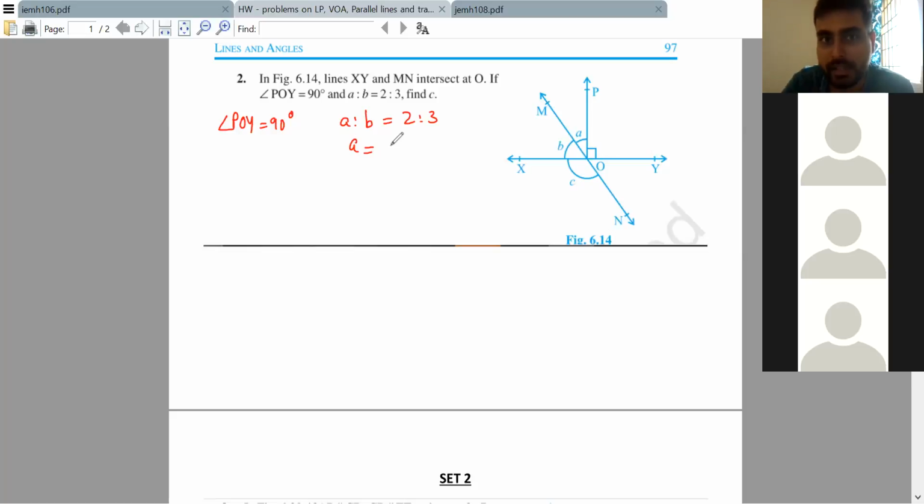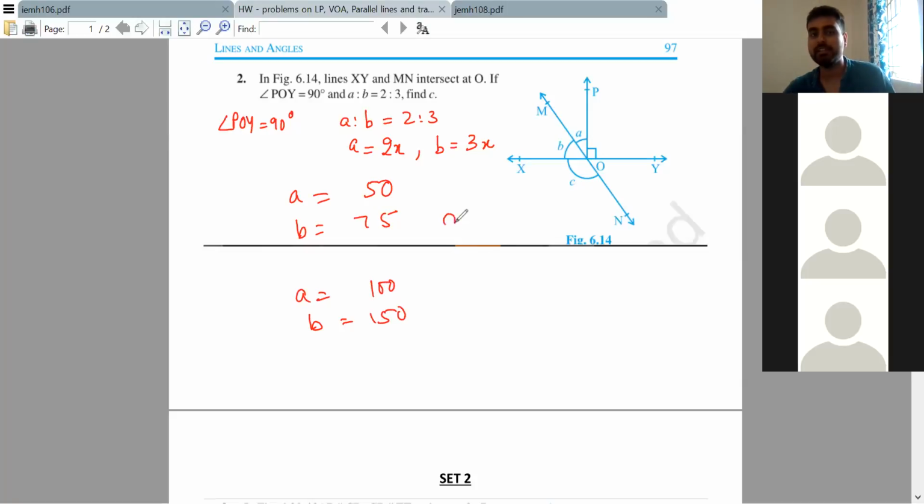Yes, sir. A is 2x and B is 3x. Whenever you have some ratios given, you don't know exactly what their actual quantities are. Maybe A might be 50 and B might be 75. Maybe A is 100 and B is 150. But whatever their actual quantities are, when you divide A by B, suppose it's 100 and 150, you should get 2 by 3.